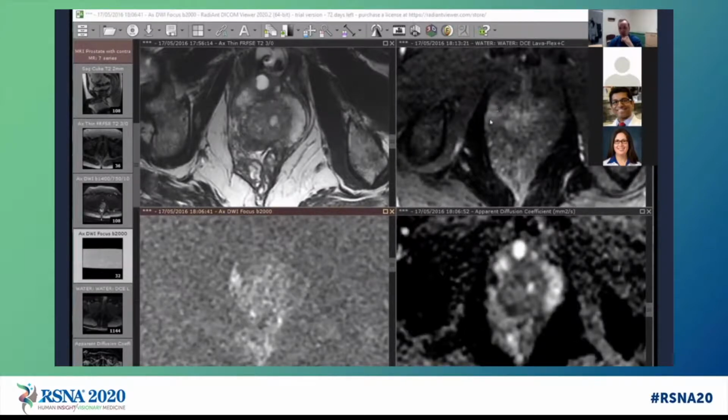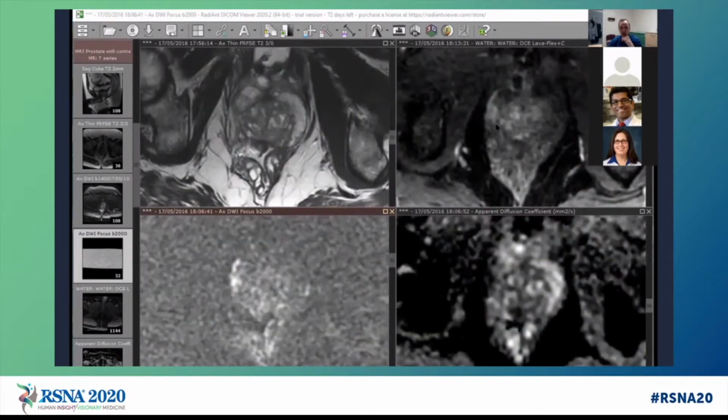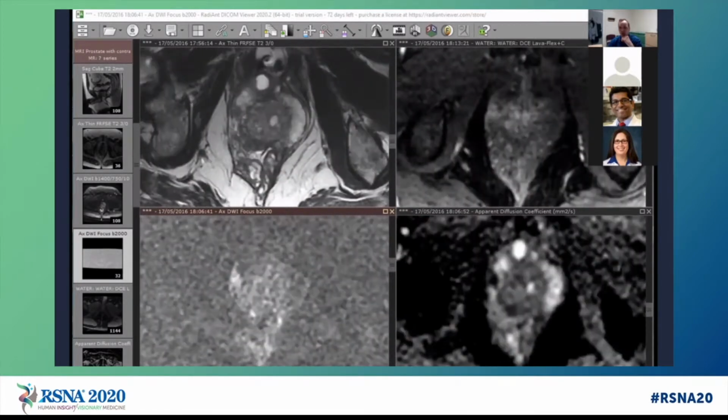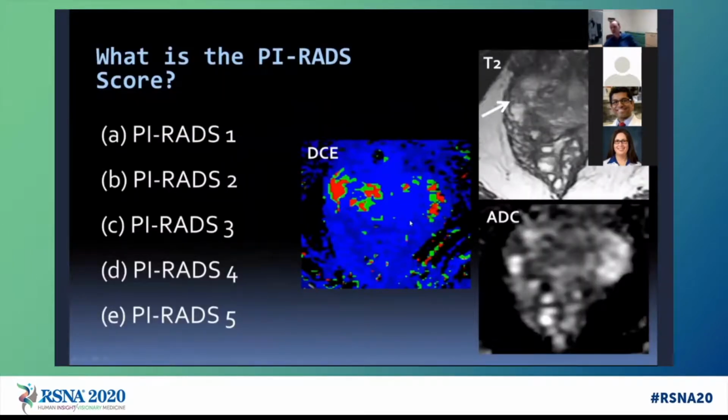And you can see this early enhancement on the DCE. Okay, so that's an area of interest to us. This is an area we've picked up, and that's the appearances you typically see post-AP resection. So you can play along at home if you like. So these are the key images that we've highlighted.